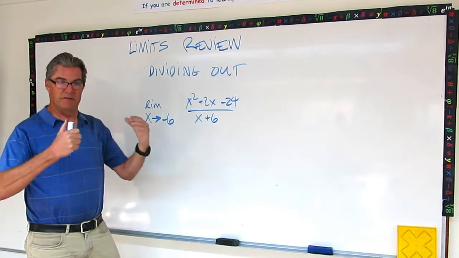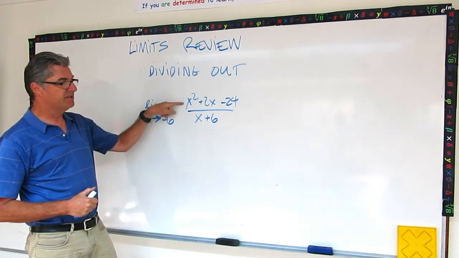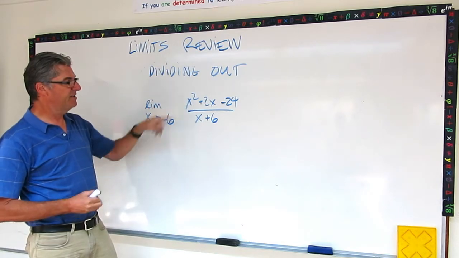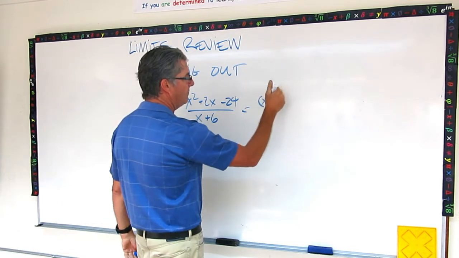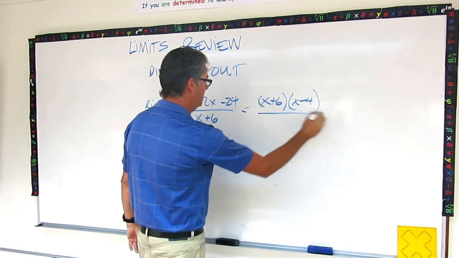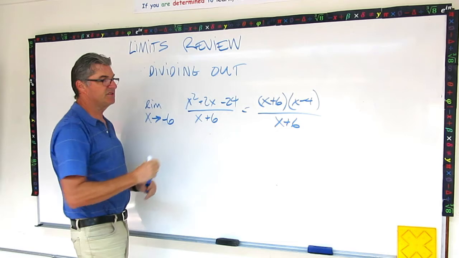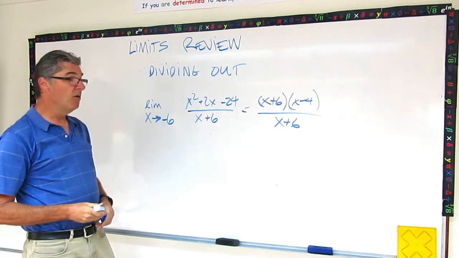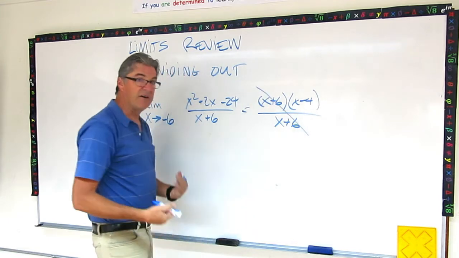And this is where this course stands on your prior knowledge of algebra. So you've got to look at this top expression here and see that that factors into x plus 6 times x minus 4. And then we have x plus 6 on the bottom. So all I did is I just factored this top expression into two binomials, and now I can cancel, which is called dividing out in this case.